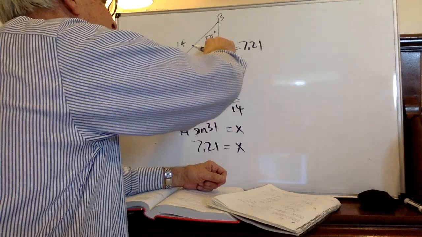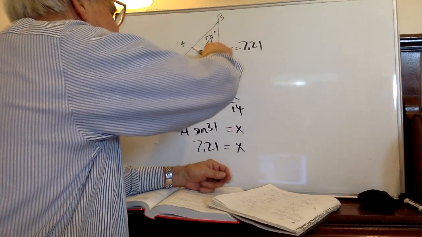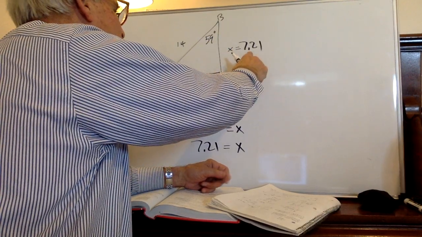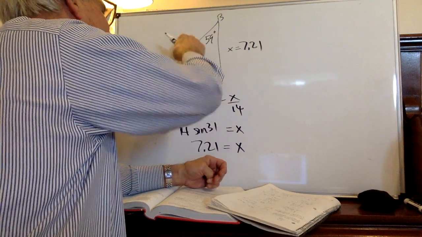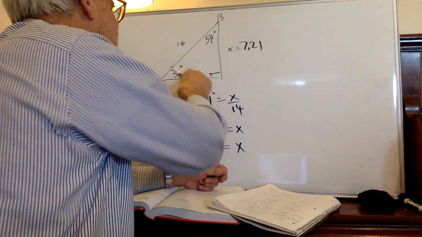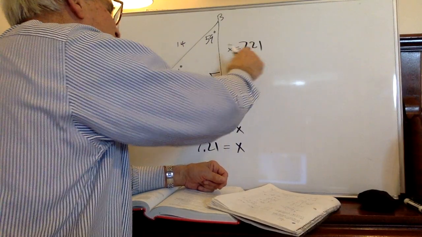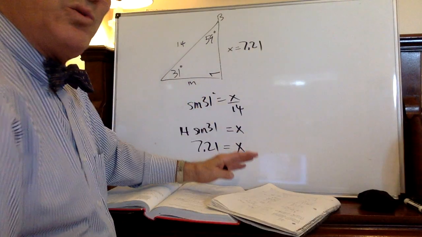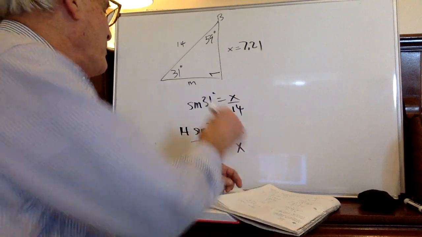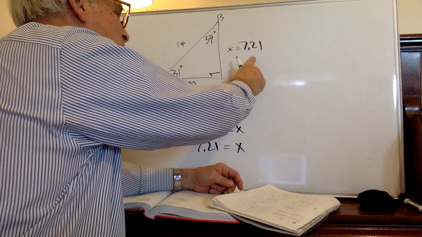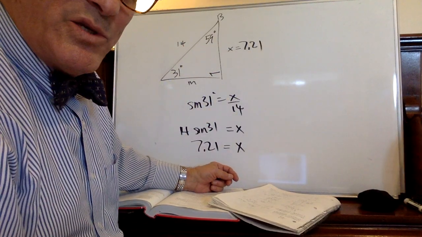I could say the tangent of 59 is m over 7.21. I could say the cosine of 31 is m over 14. I could say the tangent of 31 is 7.21 over m. All of those will yield the same answer. Or like I said, you could use Pythagorean theorem. M squared plus 7.21 squared has to equal 14 squared.